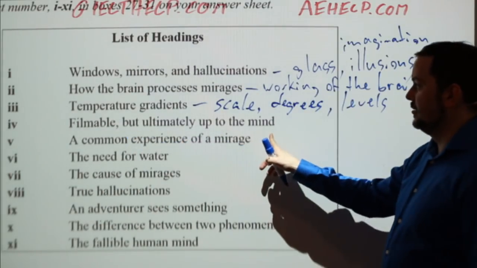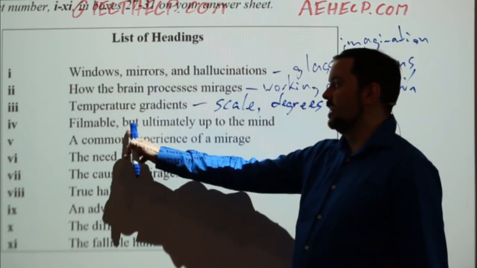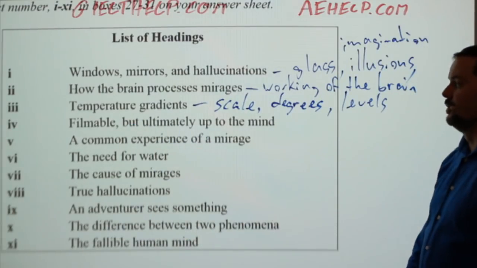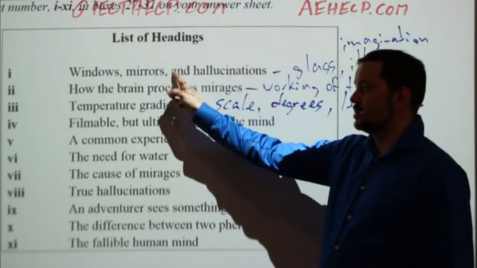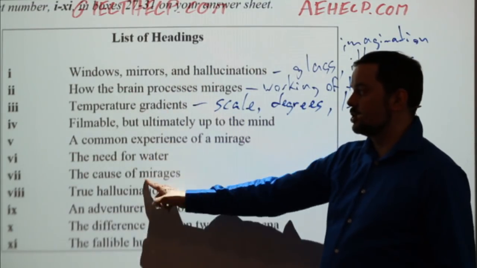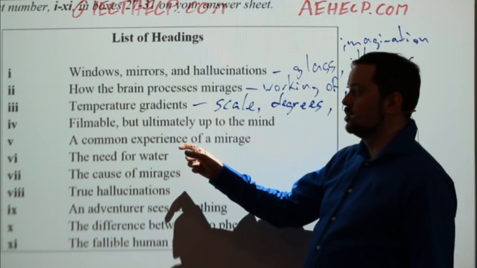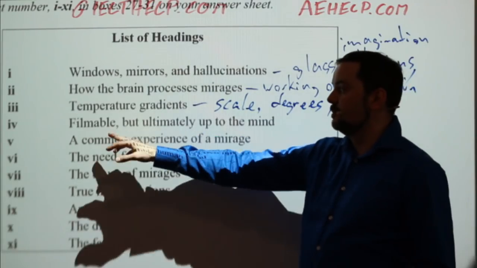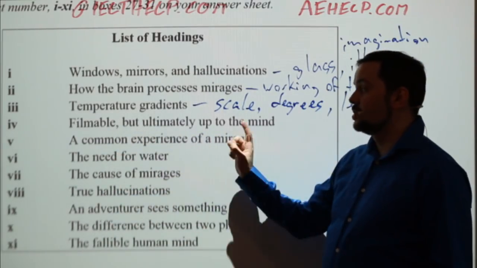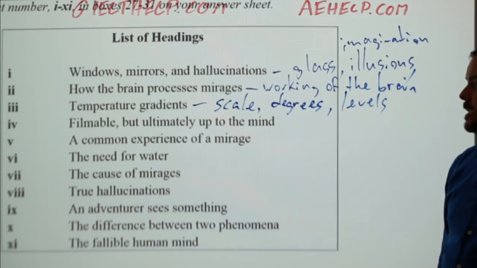Filmable, but ultimately up to the mind. Can somebody tell me another way to say that? Filmable, but ultimately up to the mind. And these are almost always paraphrased, so be very careful to try to search for these words because often that will be misleading and you'll actually choose the wrong answer, okay? The IELTS people might use this word filmable in the wrong paragraph, so be very careful. It's the paraphrasing that's the key, okay?